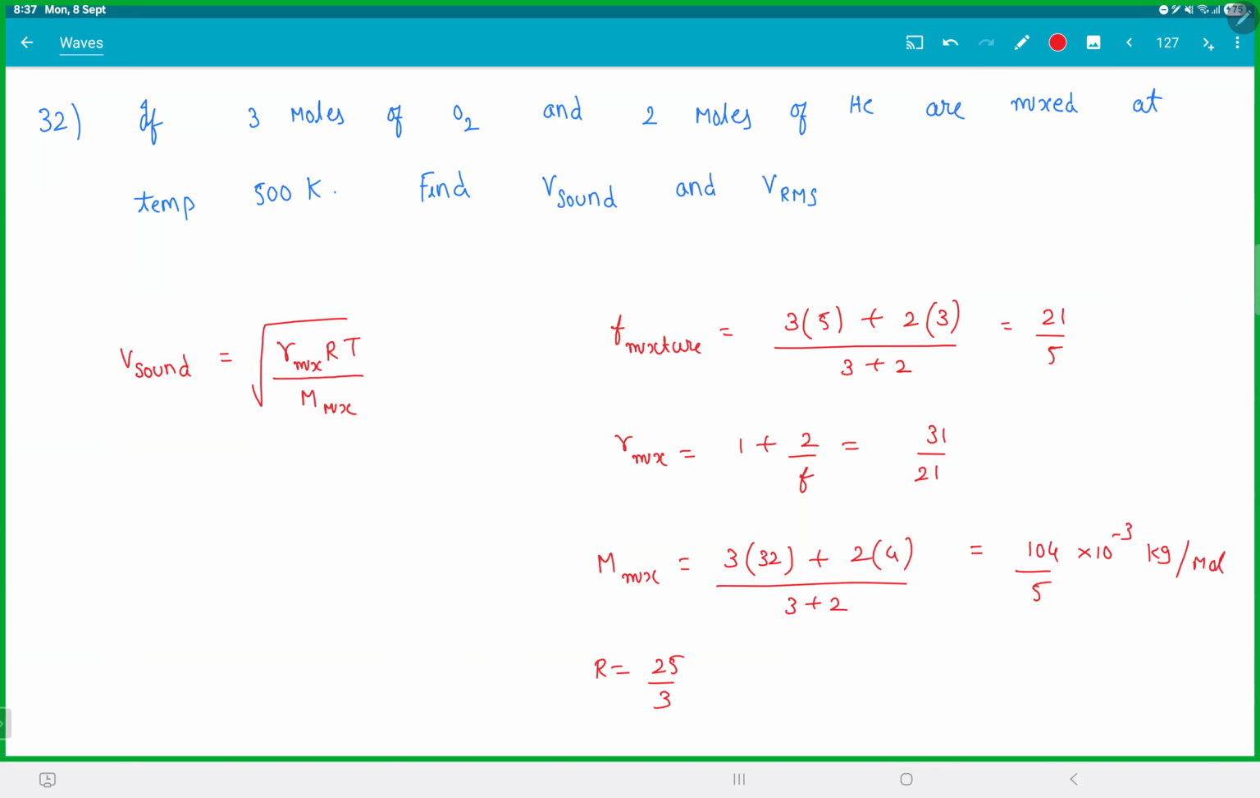What about RMS? Now listen carefully. RMS is a little different. Let's go back to the definition of VRMS. If you remember, VRMS square is simply, if you have n molecules, V1 square, V2 square, and so on till Vn square, divided by n. This is the formula for RMS. Sigma V square by n.